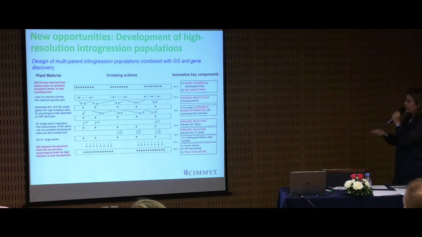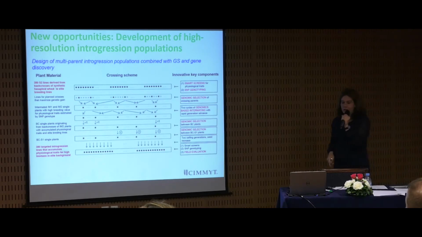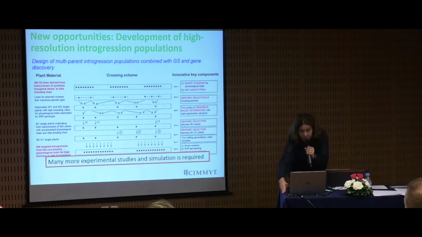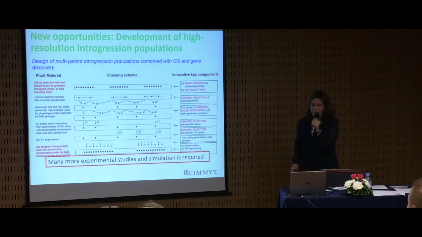I won't go through that entire scheme, but the idea is really to intercross, to predict the intercross line, to intercross again, etc., and build up a population that can be phenotyped and is hopefully advanced for the traits you are targeting. So in my opinion, there are many more experimental studies needed, and also simulations related to that.